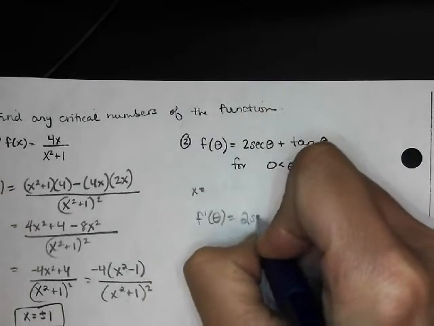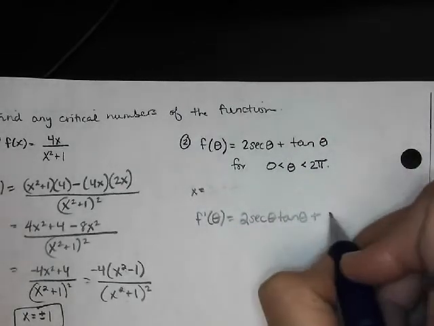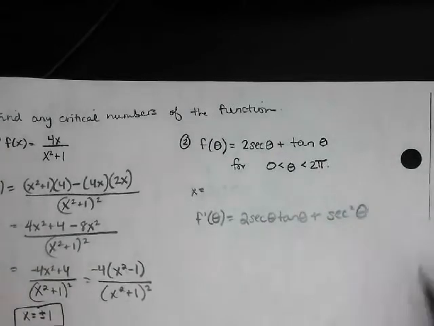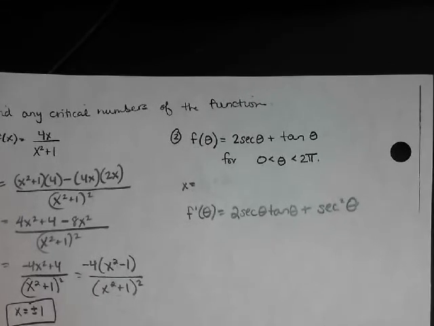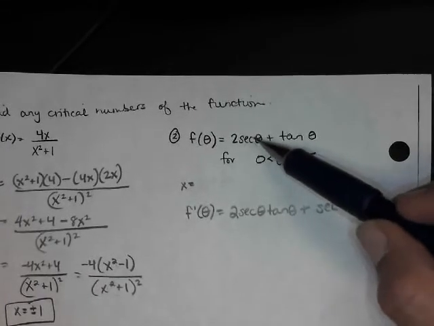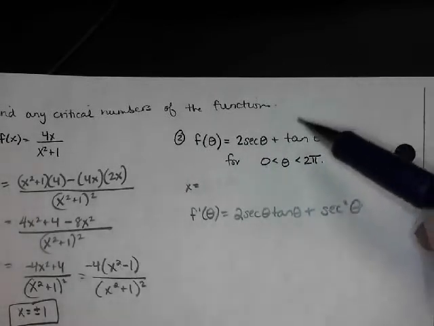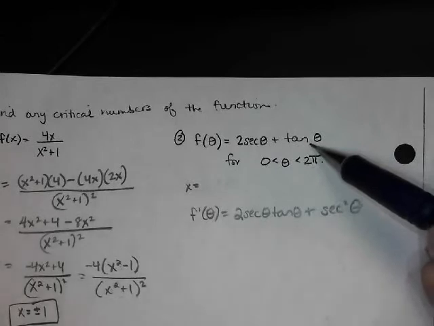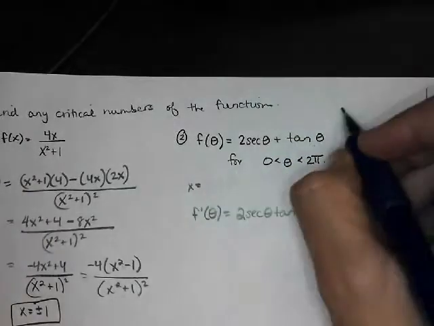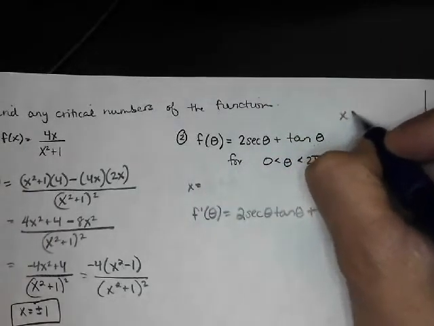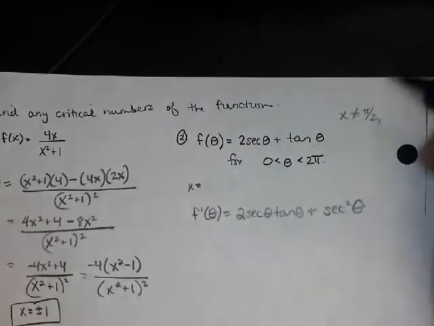Derivative of secant is secant tan, plus the derivative of tangent is secant squared. Now, a couple things here. There are certain places where the overall original function is not even defined. So if the function's not defined, it certainly can't be a critical point. So that's going to take out things like pi over 2. That will not be a critical point. So pi over 2 would not be allowed.